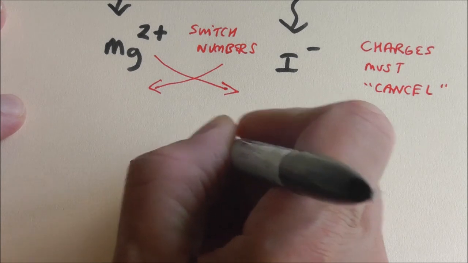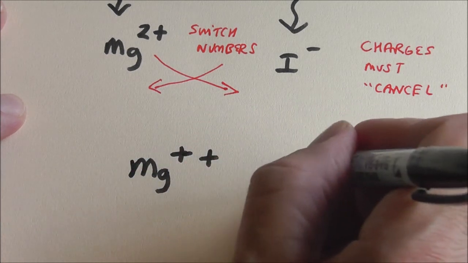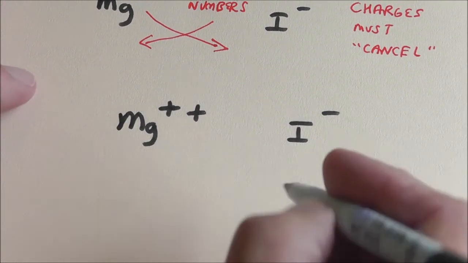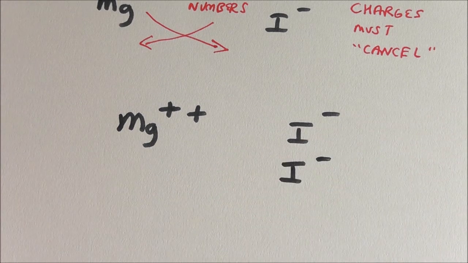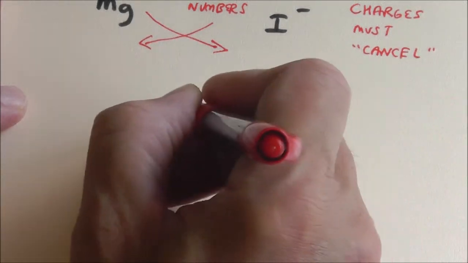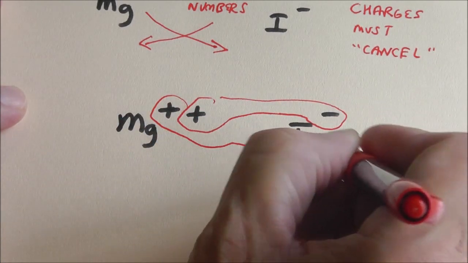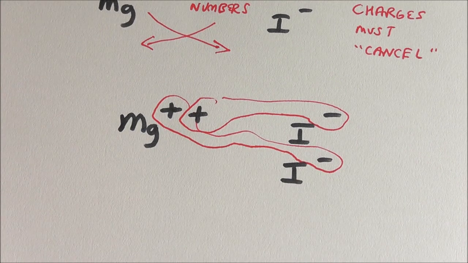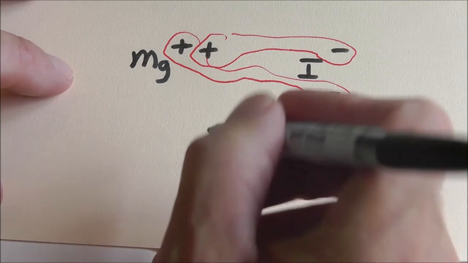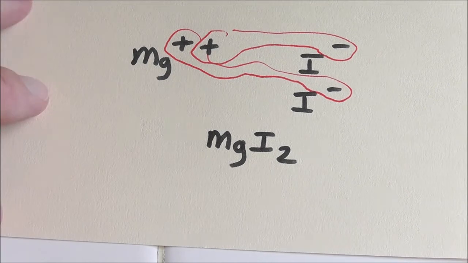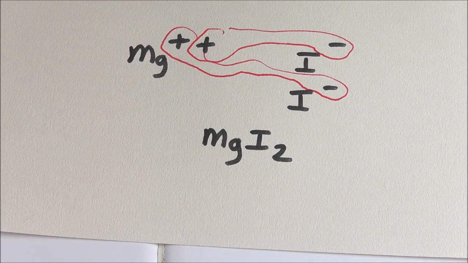Mg plus, and then I minus. You see how that ain't going to work out? How's it going to work out? I need 2 in order for every positive to have a negative, and therefore this positive will have a negative, and this positive will have a negative. And now I don't need 3, I don't need 1, but the formula, no matter which way you look at it, is going to be MgI2. Mg1, if you will, I2.